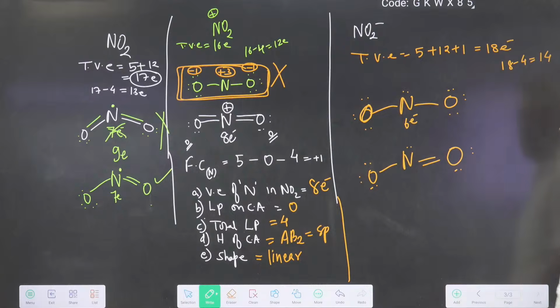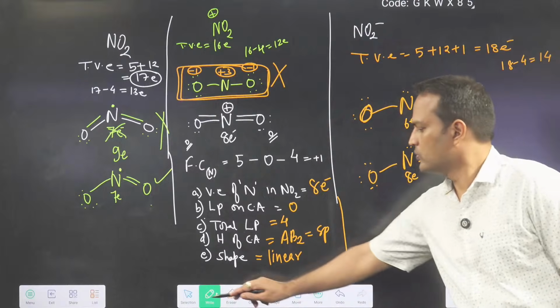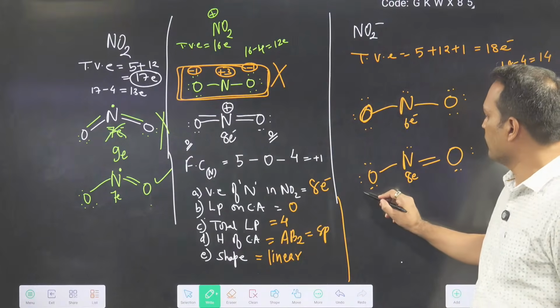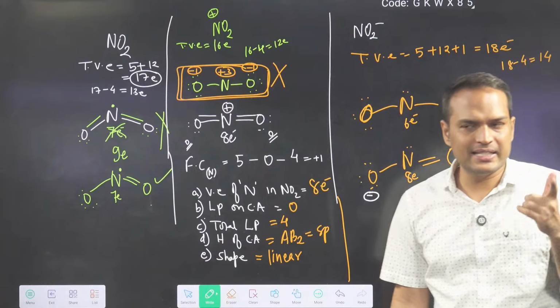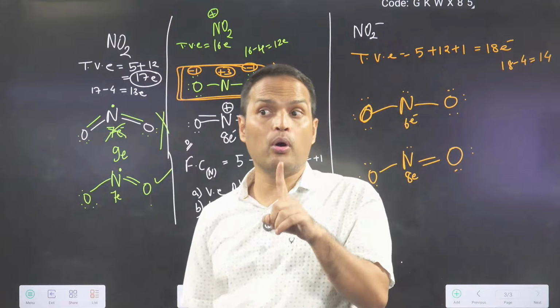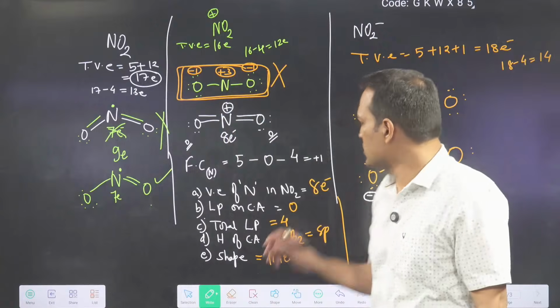Look, is the octet completed now? Yes. So stop here. Don't make pi bonds on both sides. Okay, that's it. So now it's time to find the formal charge. When you find the formal charge, you will get a formal charge of -1 on this oxygen. That's it. We already said yesterday that oxygen with a single bond and 3 lone pairs has -1. In the rest of the cases, it is 0.